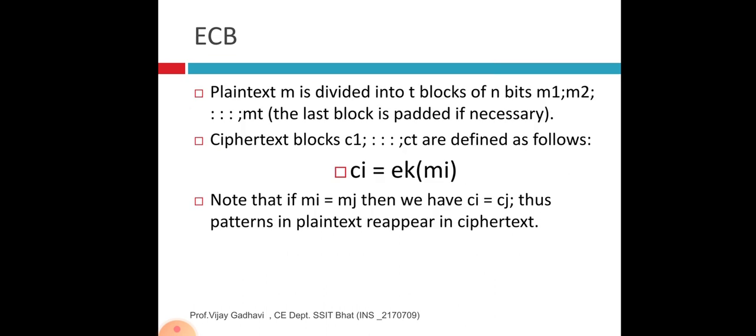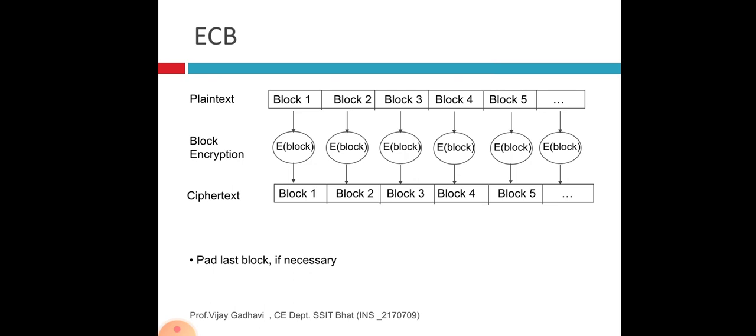ECB, continued. Plain text M is divided into t blocks of n bits, M1, M2 to Mt. The last block is padded if necessary. The ciphertext blocks C1 to Ct are defined as follows: the equation Ci is equal to Ek(Mi). Note that if Mi is equal to Mj, then we have Ci is equal to Cj. Thus, patterns in plain text reappear in ciphertext.